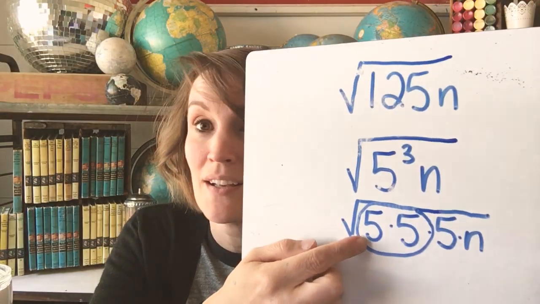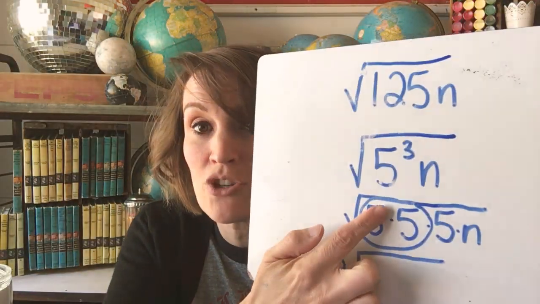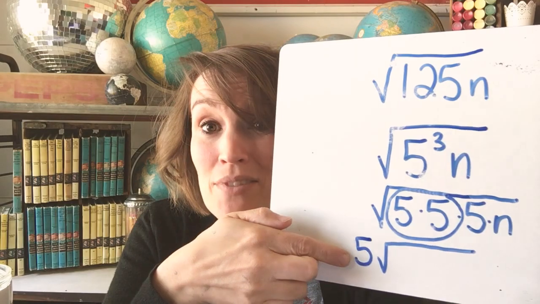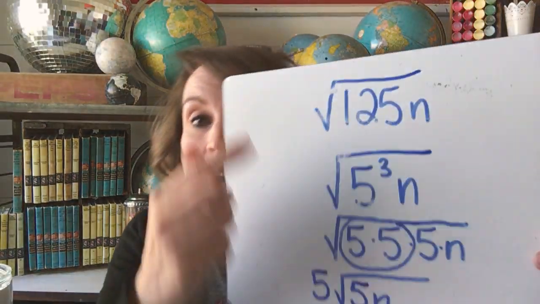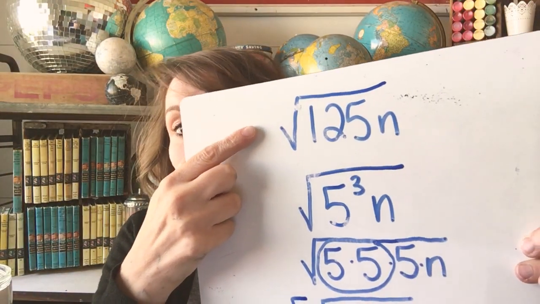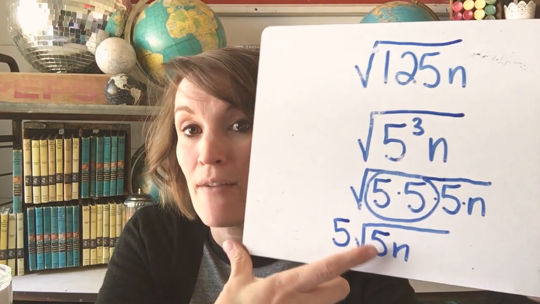These 2 5s, they decide they want to escape, and they can. So they escape. But do you remember the sad part? How many survive? Only 1. So 1 escapes out here. So these 2 guys escape, only 1 survives. And let's look right here: 5 and n, they're still inside. So 125n simplifies to 5 root n.